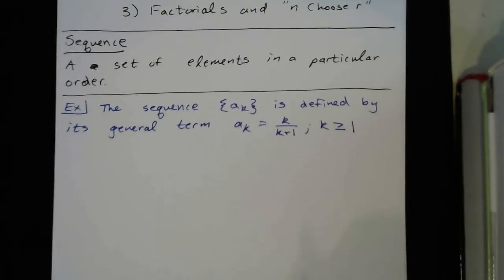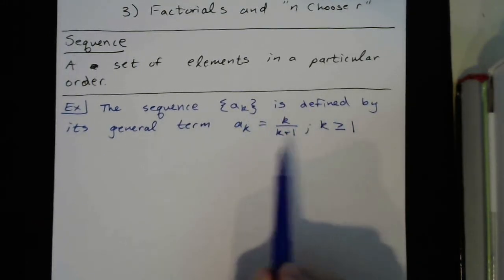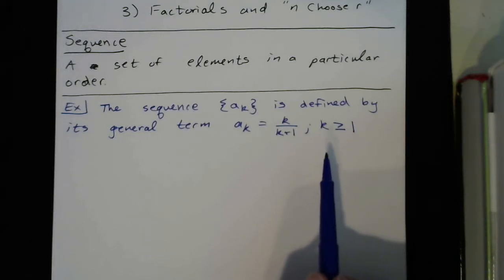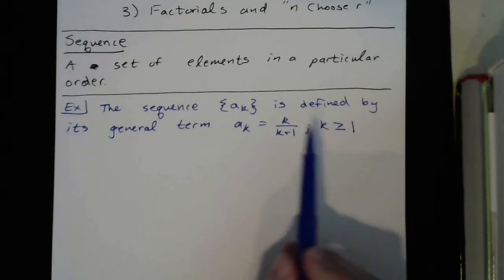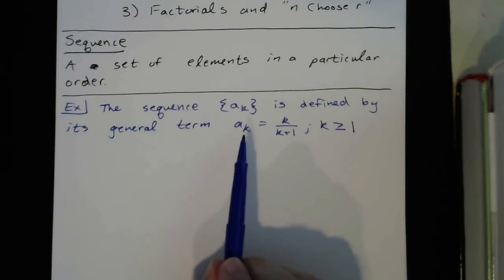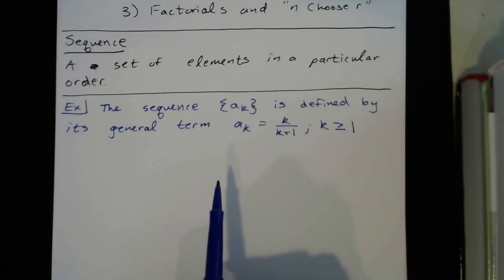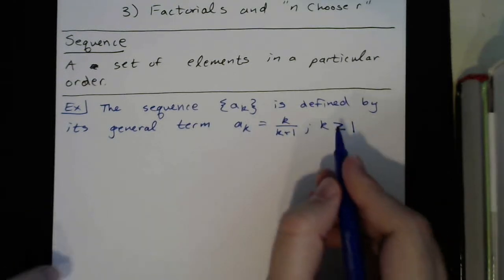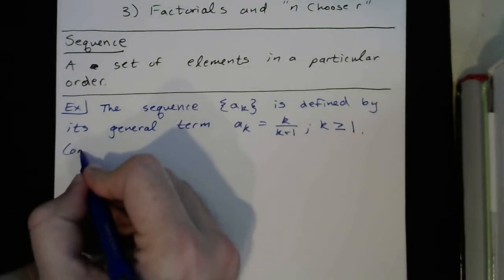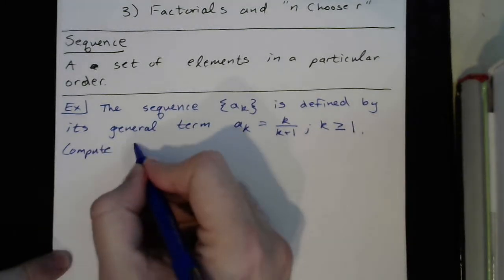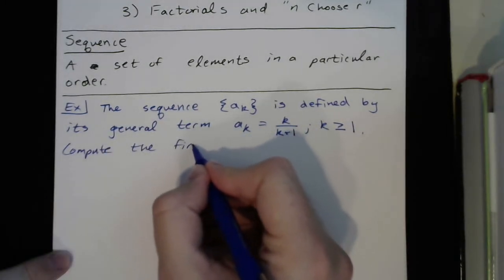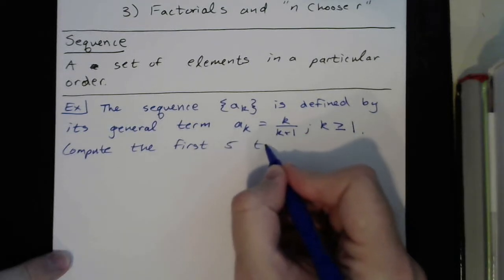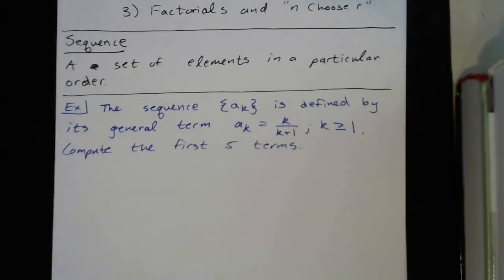Remember, if a sequence is going to be defined by a general term, it has to have k greater than or equal to 1, because k is an index number in this notation, so we don't start counting at 0 for sequences most of the time. If you do, then you'll be told here. We're just going to compute the first 5 terms. So go ahead and pause the video, write out your first 5 terms, and then double check it with my answers.